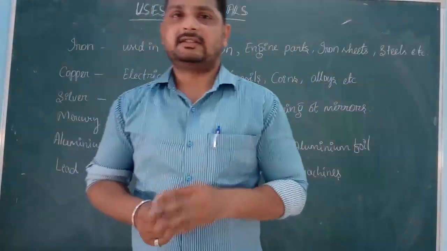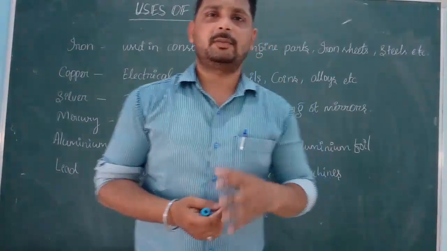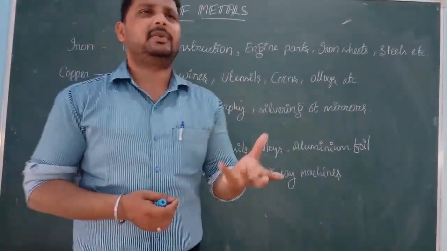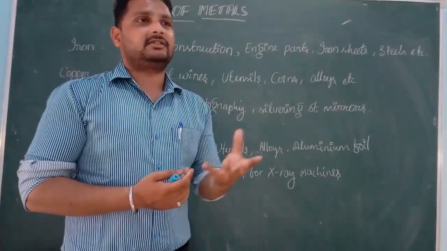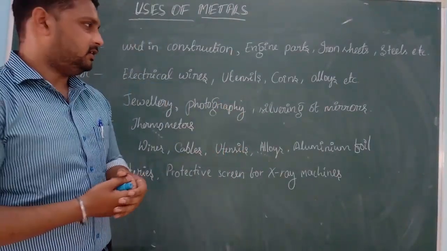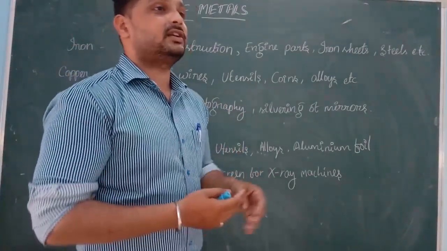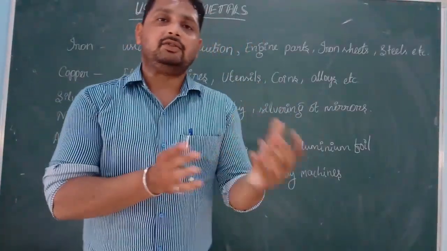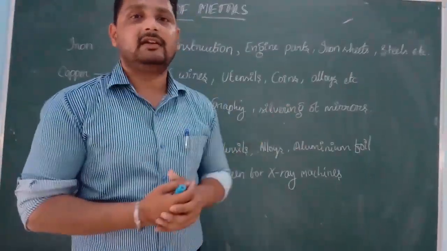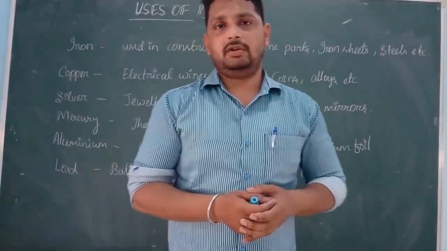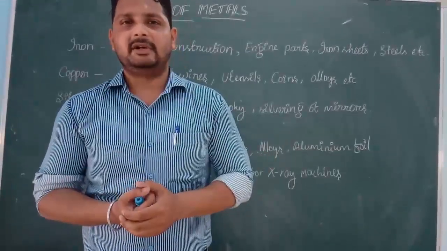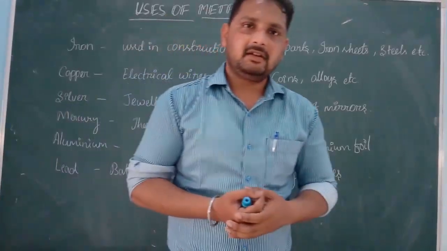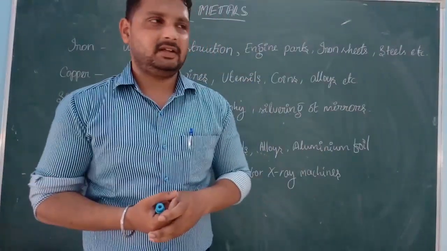Similarly, silver is most commonly used for making jewelry. In some parts it is used to make utensils. At first it was used for photography. Now it is also used for converting glass into a mirror, called silvering of mirrors. Similarly, gold is used for making jewelry, as it is very shiny and non-reacting.